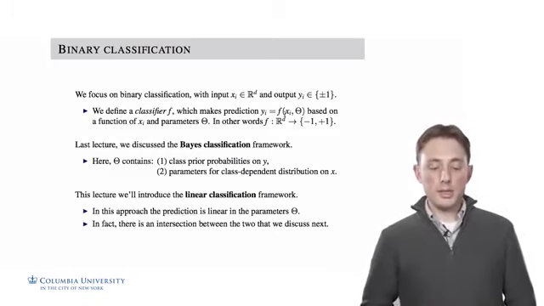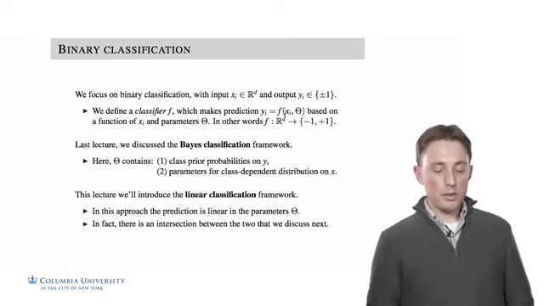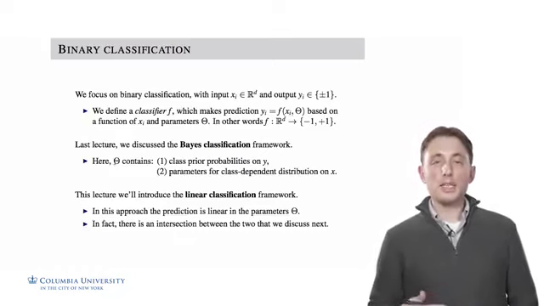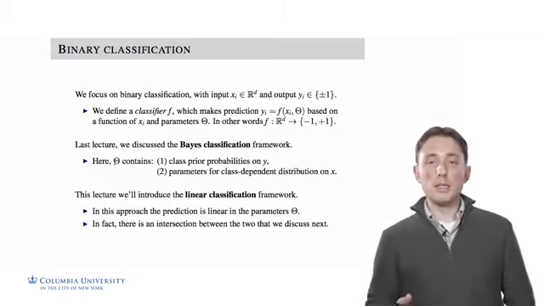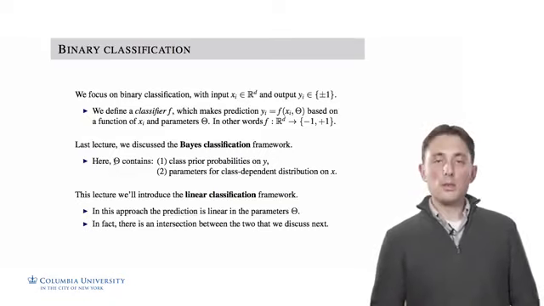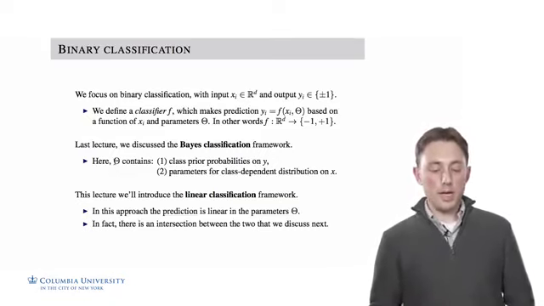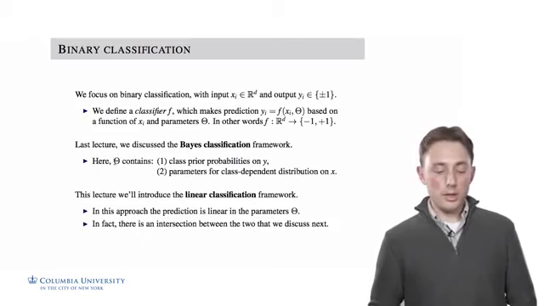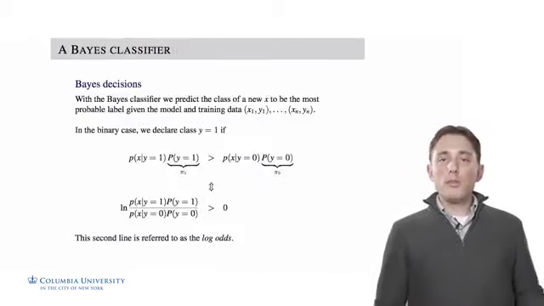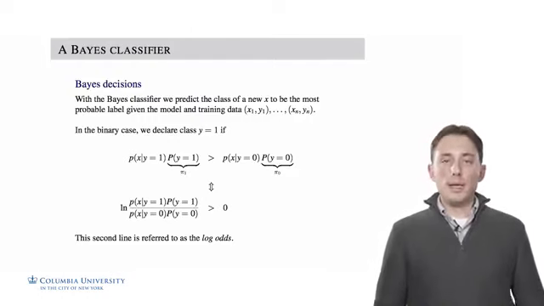Last lecture we discussed the Bayes classification framework. In that case, theta here was the class prior probabilities and also parameters for a class conditional distribution on x. In this lecture I want to introduce linear classification in a more general framework and then also connect the two. So let's actually motivate linear classification from the Bayes classifier.